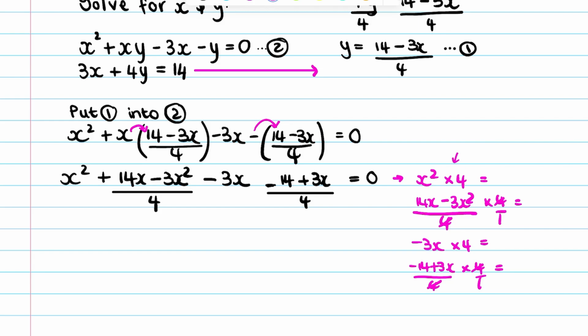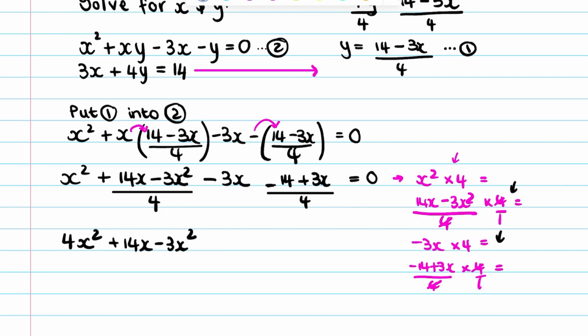Okay, so let's start at the top. x squared times 4 is going to give me 4x squared. So I'm actually going to write it down here in my equation. Then looking at the next one, because our 4s canceled out, do you see that we have positive 14x minus 3x squared left there?